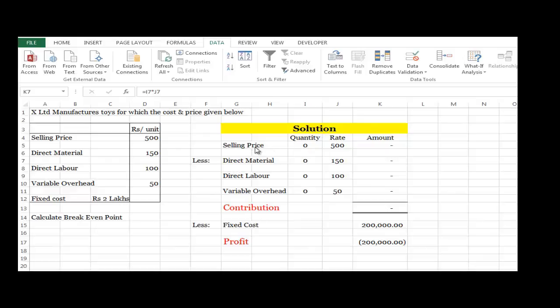What we want is quantity. This is my sale price. We don't know the quantity. This is the rate given in the question. Amount is quantity into rate. Quantity of direct material, amount is quantity into rate. These are all variable costs: direct material, direct labor, variable overhead. Sale minus variable cost is my contribution, and contribution minus fixed cost is my profit.